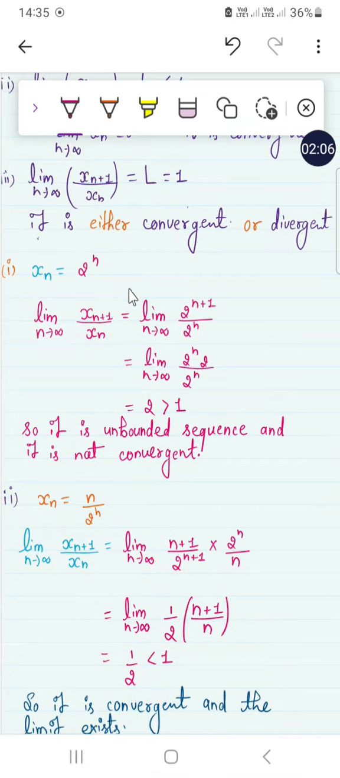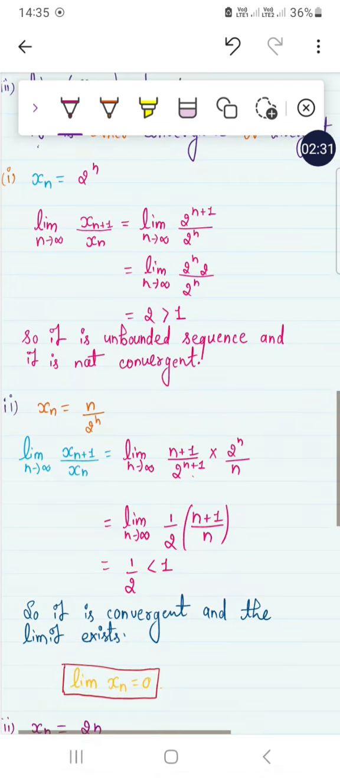Now the second term, xn equals n upon 2 to the power n, then x_{n+1} upon x_n is n plus 1 upon 2 to the power n plus 1 into 2 to the power n upon n, which equals 1 by 2 into (n plus 1) upon n. So after taking the limit as n tends to infinity, this term goes to 1 and only this term is left. Now it is less than 1, so it is convergent and the limit exists, and the limit of xn is equal to 0.